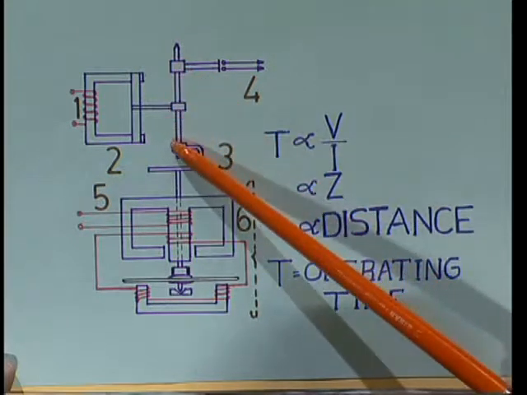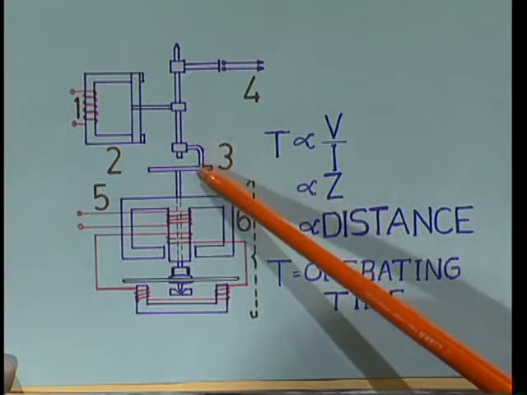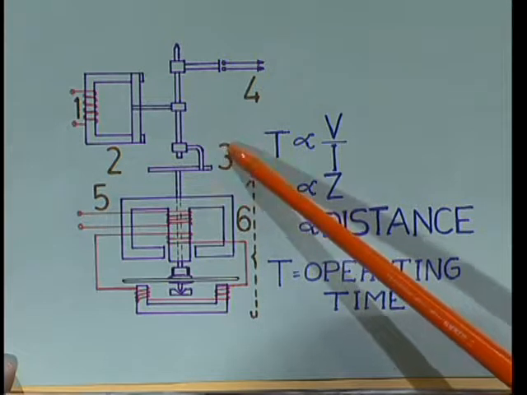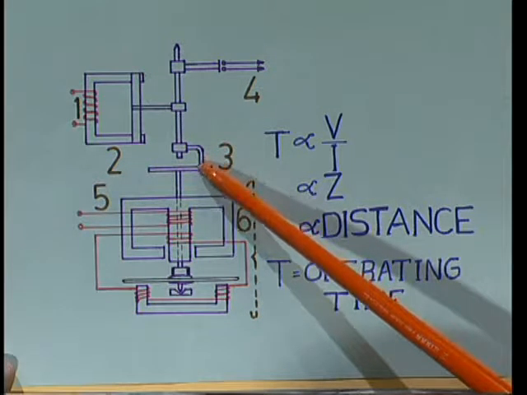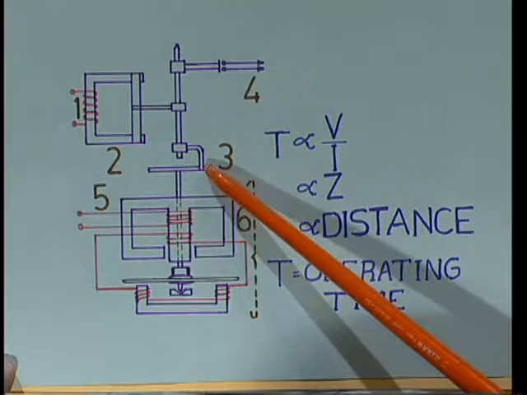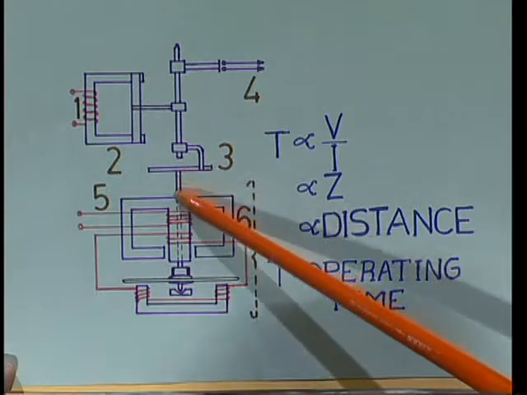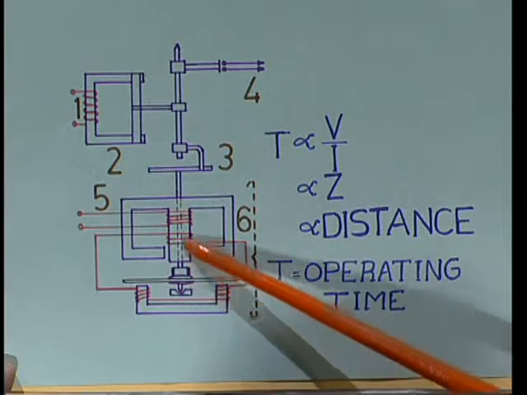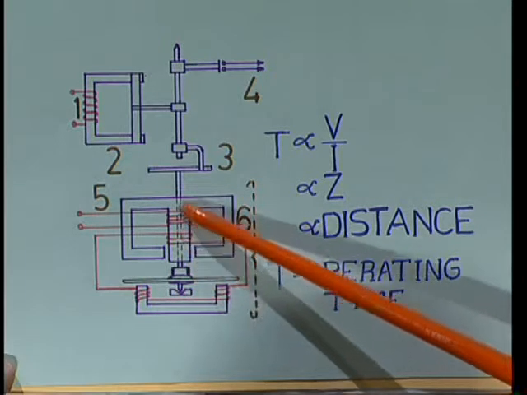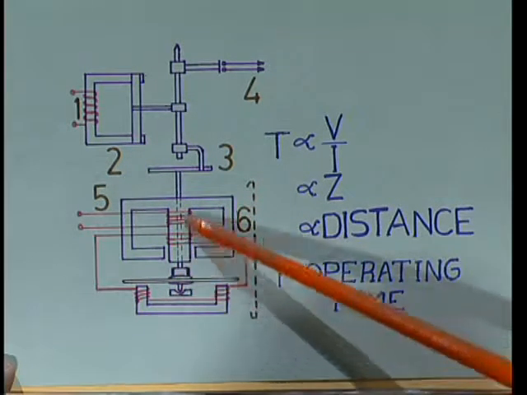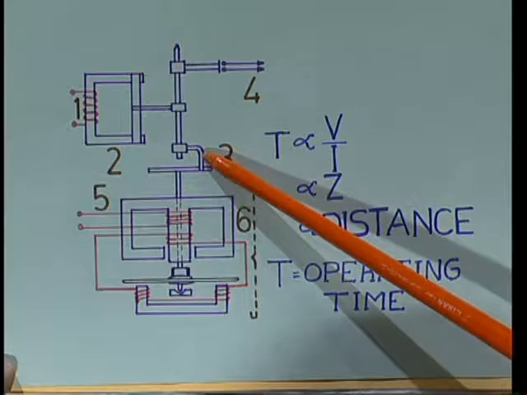Again the spindle is also connected to number 3. Number 3 is called the spiral spring. This spiral spring is coupled to the spindle of the overcurrent element. Sixth one is the overcurrent element. So the spindle of the overcurrent element is coupled to the spiral spring.